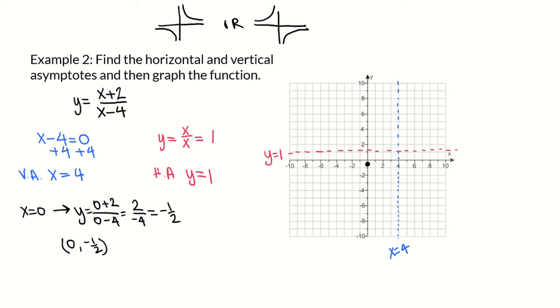Okay, let's plug in a few more points, like the point x equals 5. Plugging in x equals 5, we would get y equals 5 plus 2 over 5 minus 4, which is 7 over 1, which is 7. So the point (5, 7) is on this graph.